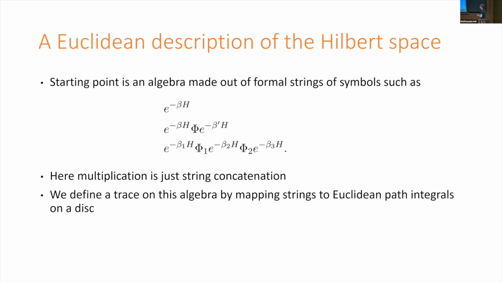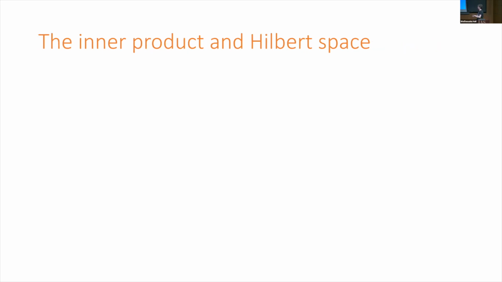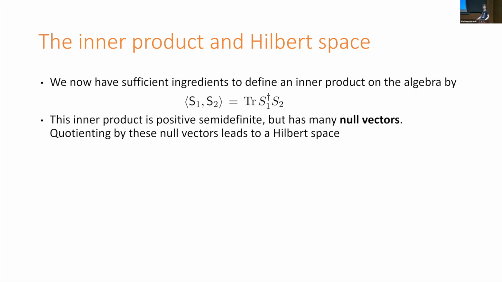And then we can define a trace on this algebra by mapping strings to a Euclidean path integral on the disk, where we close up the string and then evaluate the path integral on the disk. That manifestly satisfies the trace AB equals trace BA. We can also define adjoints by just reversing the order of the string. So together, those things give us enough structure to define an inner product between two strings as the trace of string dagger string. This inner product is positive semi-definite, has a load of null vectors, but we can quotient by these null vectors to get a well-defined Hilbert space, just abstractly defined from these strings.